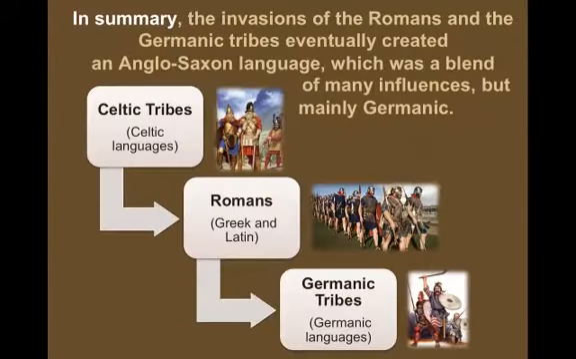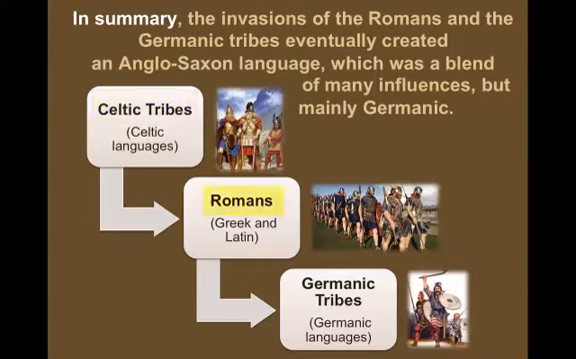Let's back up for a second and just summarize. So basically, the invasions of the Romans and the Germanic tribes eventually created an Anglo-Saxon language, which was a blend of many influences, but mainly Germanic. Remember, first we had people who were Celtic, and they were speaking their own Celtic languages. Then we had the Romans. They spoke Greek and Latin.